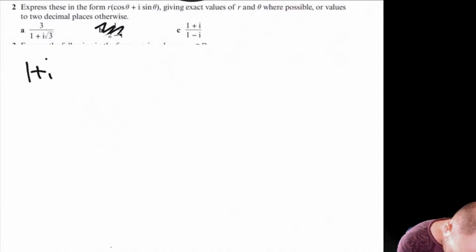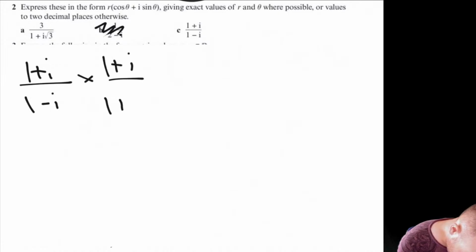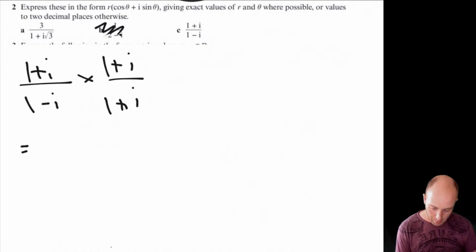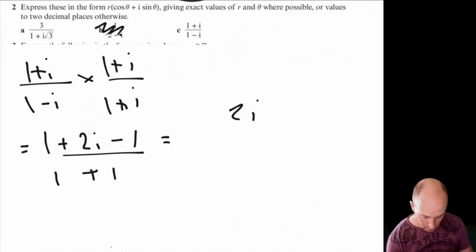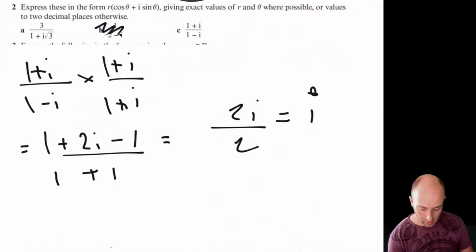1 plus i times 1 plus i. So we're going to get 1 plus 2i minus 1, over 1 plus 1. So we get 2i over 2, which is just i.